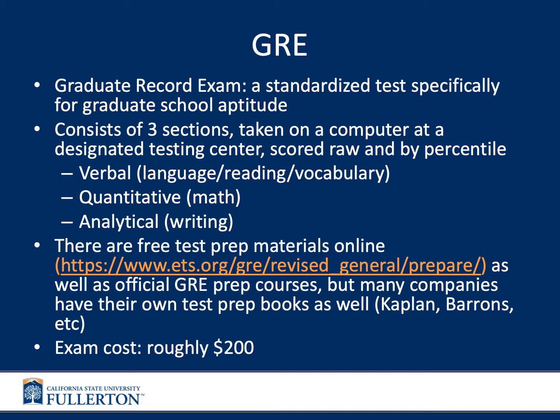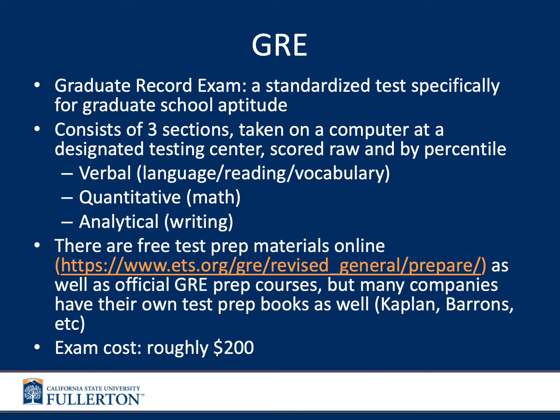It is taken on a computer at a designated testing center, and you get a raw composite score and scored by percentile, which basically means that they will give you a raw score for each section, a composite score across all 3 sections, and you are broken down into your percentile for each of the 3. These 3 sections include a verbal analysis section, which is essentially your language, your reading, your vocabulary, etc. You have a quantitative analysis section, which is basically math, and you have an analytical section, which is writing.